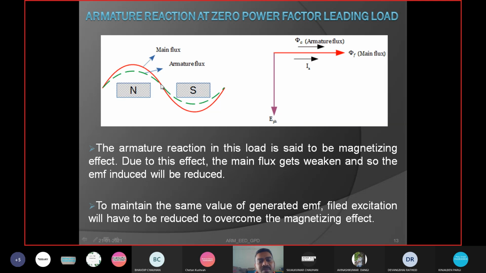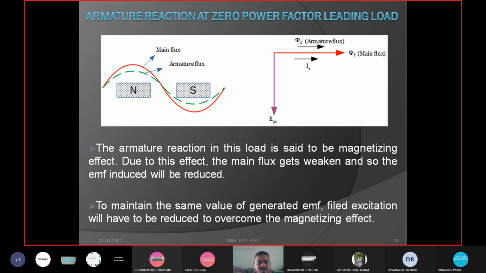Once again at this point it becomes zero, and at this point once again becomes maximum. So at the same time the main field flux and armature flux become zero and maximum. So we can say that the armature flux and main field flux are in phase with each other. Both are in phase, which means the armature flux helps or assists the main field flux.